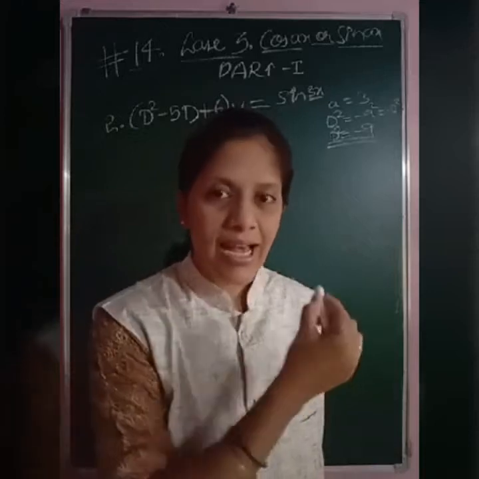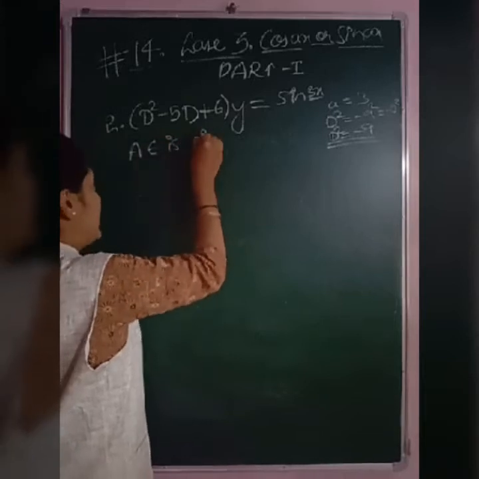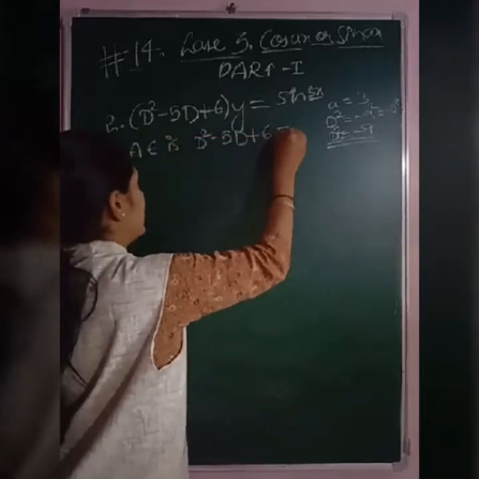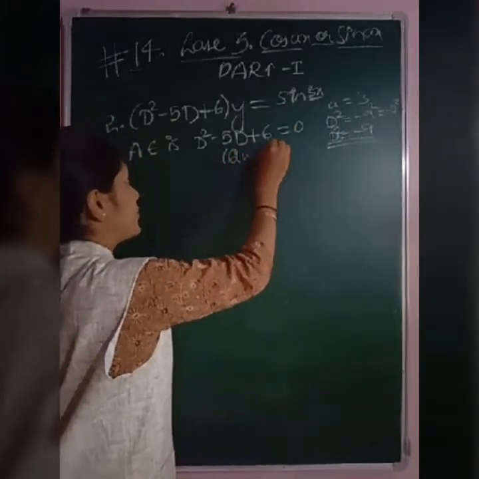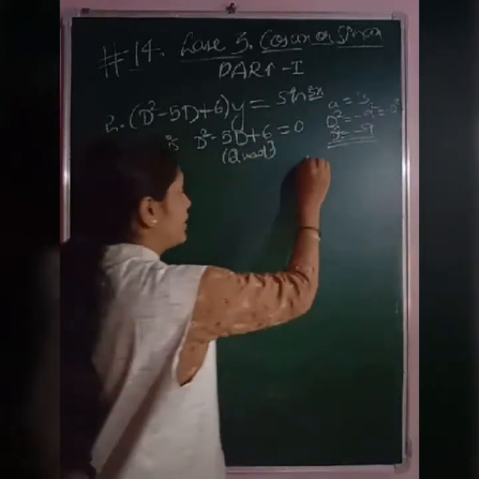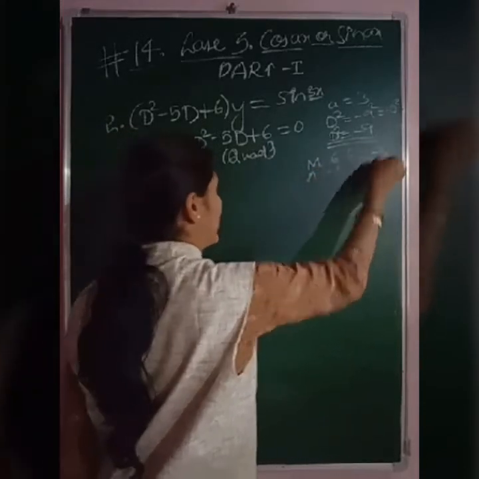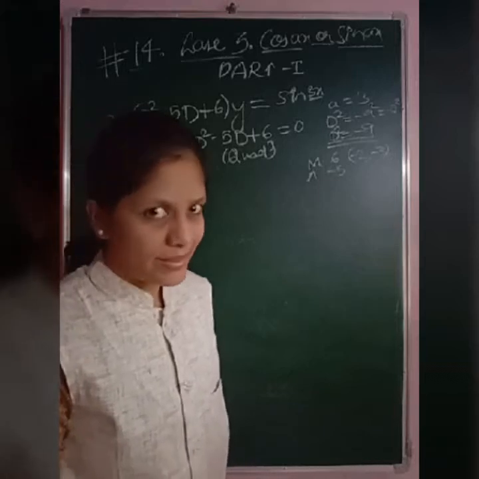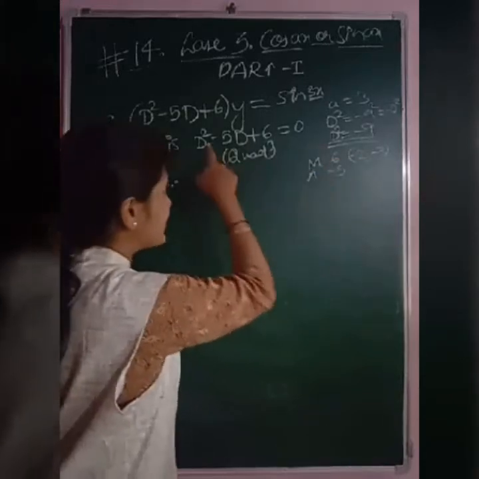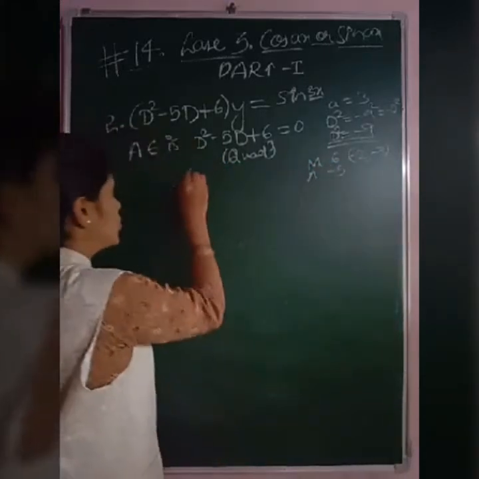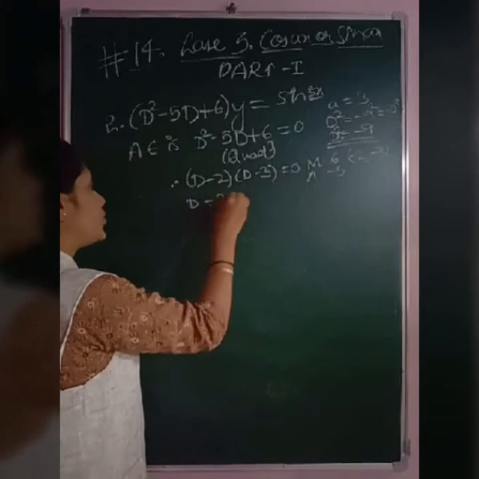Now let us start solving this. The auxiliary equation is D square minus 5D plus 6 equal to 0. Again this happens to be a quadratic, so as soon as we see it, we understand. What are the factors? Multiplication 6, addition minus 5. The factors are minus 2 and minus 3: minus 2 into minus 3 is plus 6, and minus 2 minus 3 is minus 5. Therefore, since the coefficient is 1, this can be written directly as D minus 2 into D minus 3 equal to 0. D equal to 2, 3.